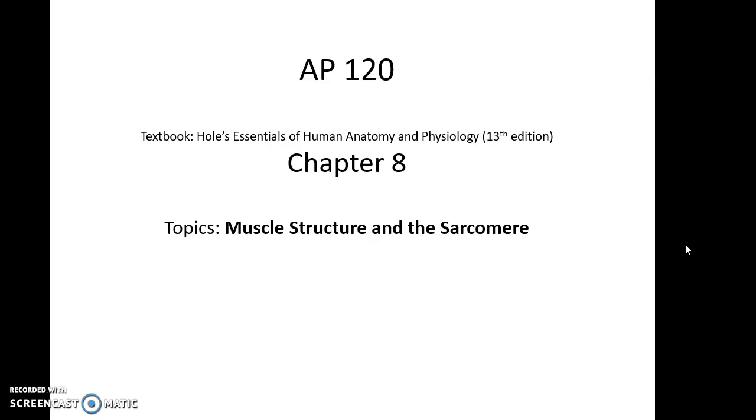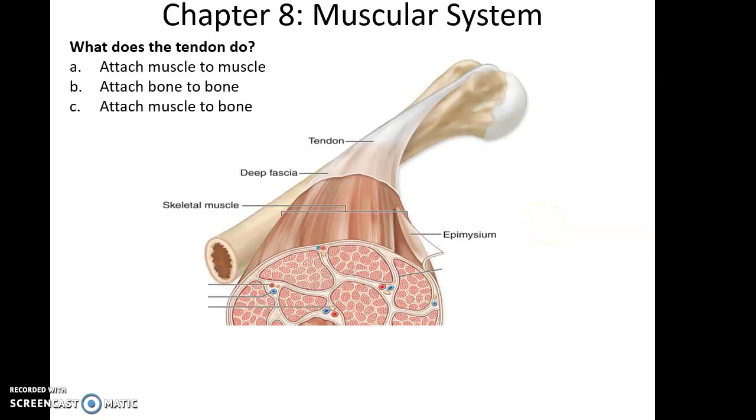AP 120, Chapter 8, Topics: Muscle Structure and the Sarcomere. So, here is a muscle organ, here's a bone. So what does the tendon here do? I hope you said attached muscle to bones. So most tendons in the body are attaching muscles to bones.